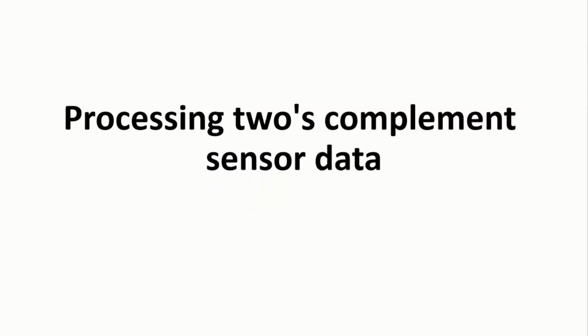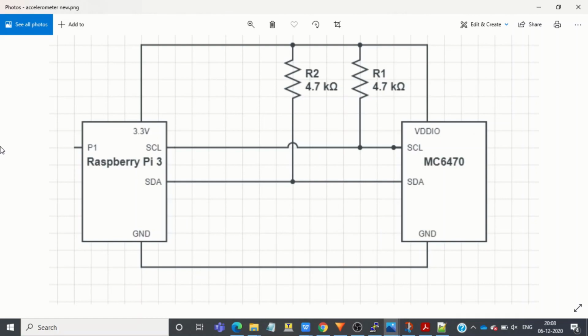Now let's get into the second part of this video, which is processing 2's complement sensor data. Well, I've actually interfaced an accelerometer with a Raspberry Pi where I have to deal with 2's complement sensor data. Let me show it as an example for you in this video. So here's the schematic of my circuit. MC6470 is the part number of the accelerometer that I have used.